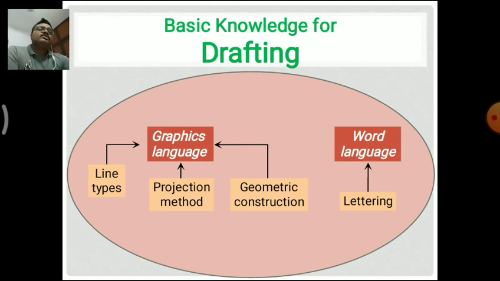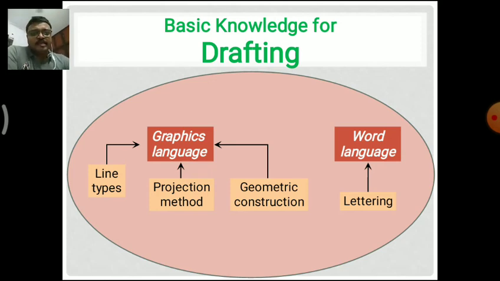The first one is the basic line, that is the broad line. The second one is the dotted line, and the third one is the axis line. Based upon the purpose, we are drawing different types of lines. The second one is the projection methods. What are the different types of projections? That is the front view, top view and side view and other projection methods, in the parallel or perpendicular way.